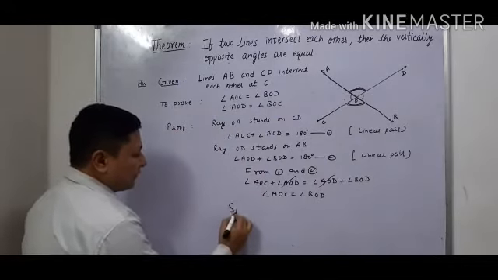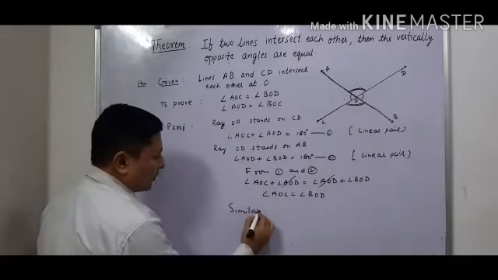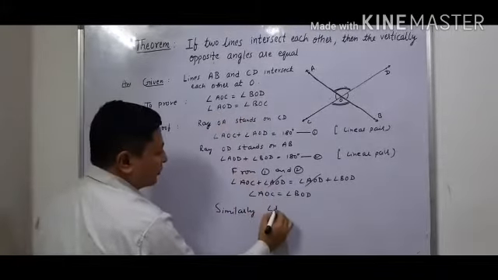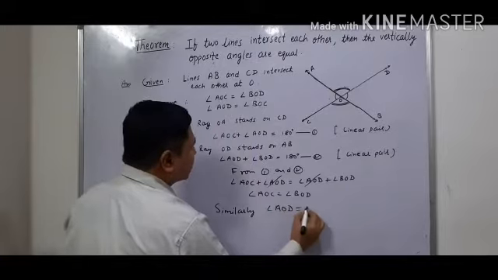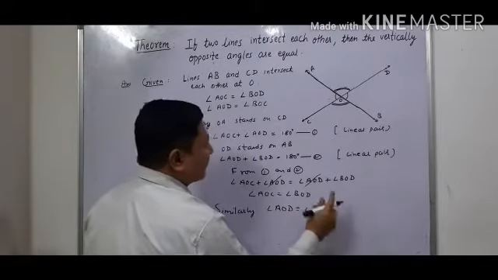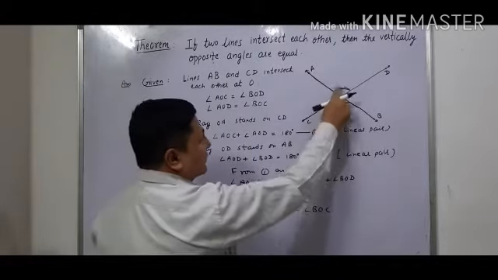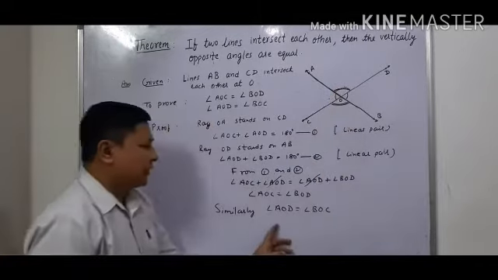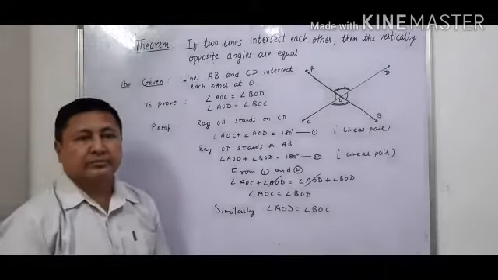Now similarly we can prove that angle AOD is equal to angle BOC. If I take these two and these two, they will cancel, so this angle and this angle will be equal. So angle AOD is equal to angle BOC.